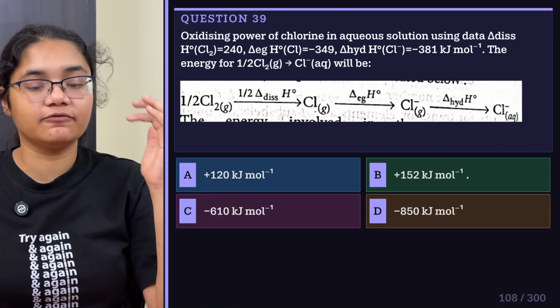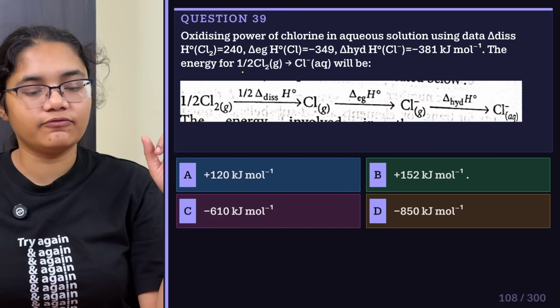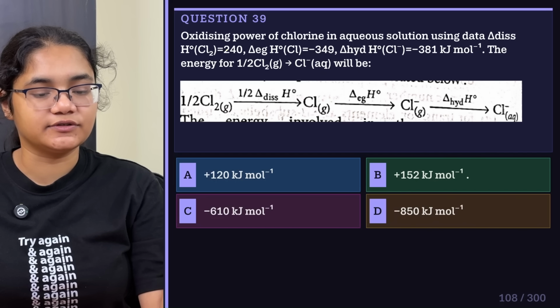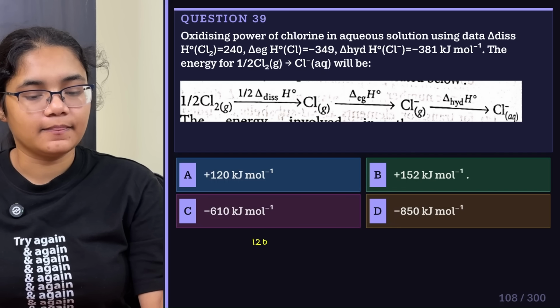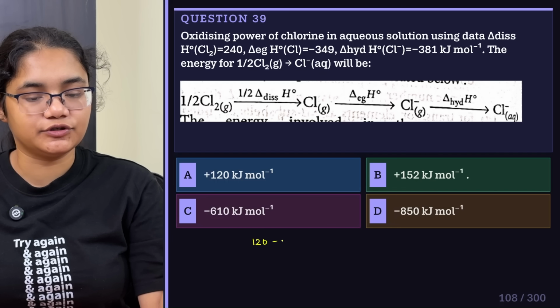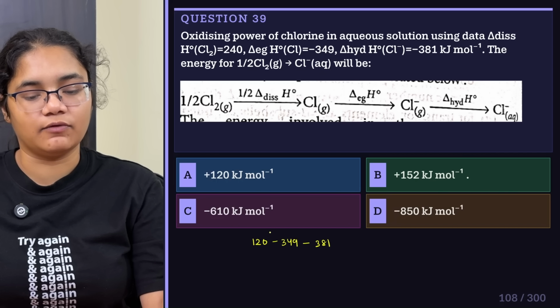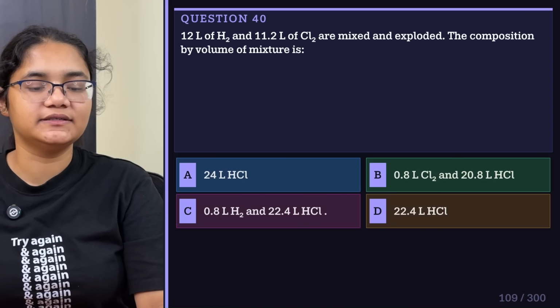The oxidizing power of chlorine in aqueous solution using the data given. The energy of half Cl2 plus e to Cl minus will be. So you can just add here half of dissociation enthalpy first of all. Half of 240 is 120. Then you have electron gain enthalpy, which is minus 349, and hydration enthalpy minus 381. Now if you solve this, you will get minus 610, which is option number C here.